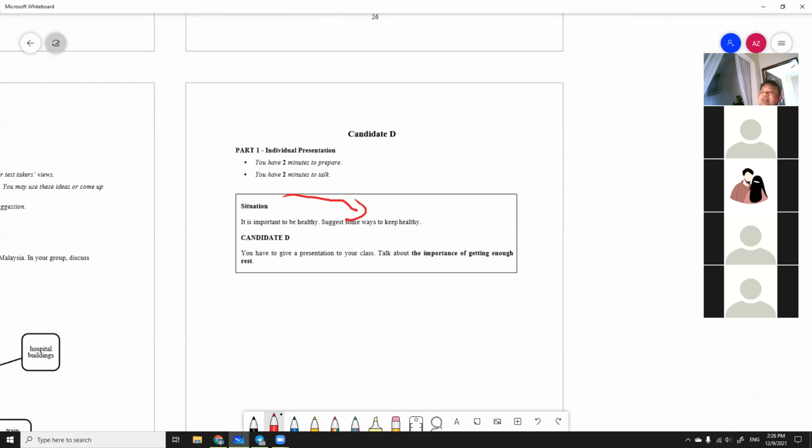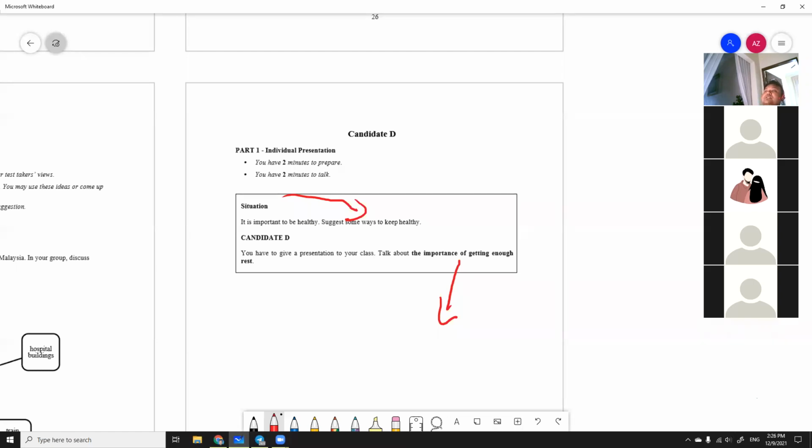It's important to be healthy. Suggest some ways to keep healthy. So you will be talking about the importance of getting enough rest. Okay, so don't worry. I'll be explaining to you how to basically elaborate your ideas later on.